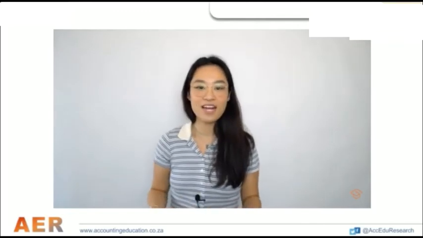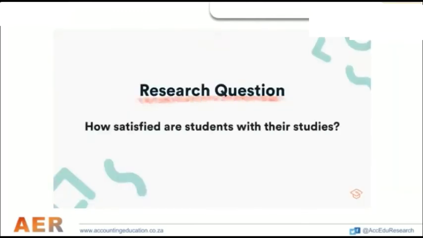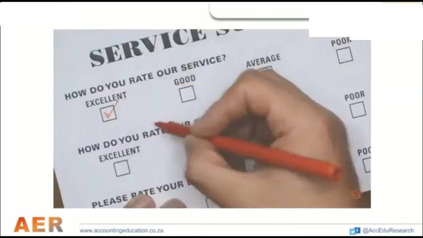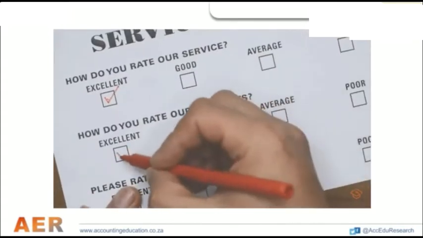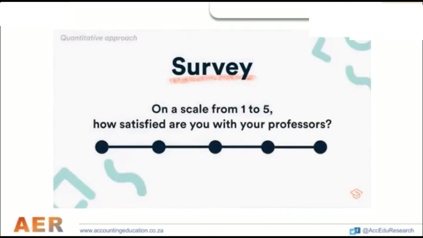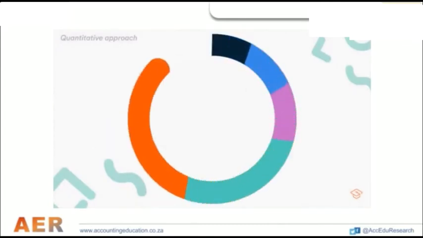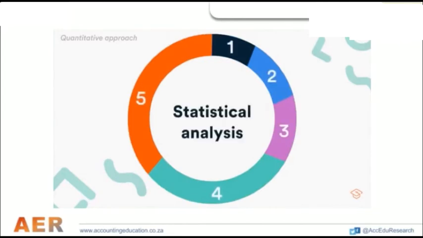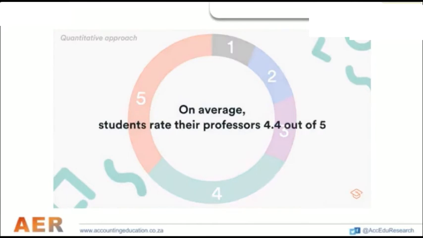Say we want to find out how satisfied students are in their studies. I'll show you how both approaches can answer this question. If I'm taking the quantitative approach, I can survey 300 students at the university and ask them questions like, on a scale from 1 to 5, how satisfied are you with your professors? With the collected data, I will run a statistical analysis and draw conclusions that might sound something like, on average, students rate their professors 4.4 out of 5.